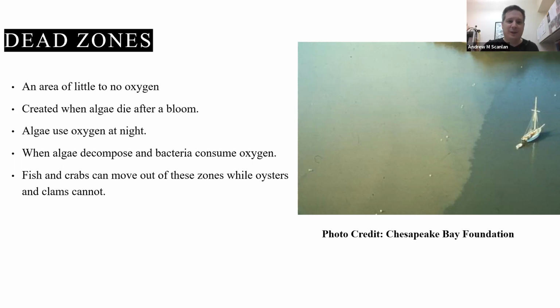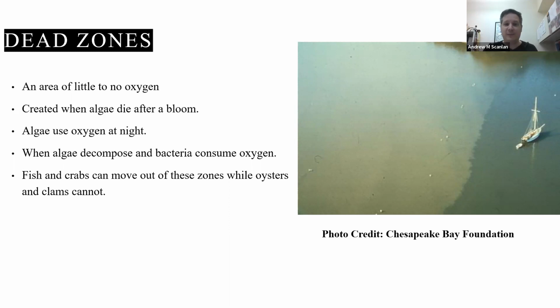So these dead zones are created when algae die after it blooms. So you get the growth of all this algae over late spring and summer months, and then eventually that algae is going to die. As that algae dies and sinks to the bottom, it's going to start to decompose. What's going to decompose it is bacteria. So this bacteria, as they're decomposing that algae, are going to consume oxygen. Also, as I mentioned earlier with our true or false question, algae will use oxygen at night as well. So you have decomposing of the dead algae, and then you have the algae at night utilizing oxygen, and it drops the oxygen down in these areas.